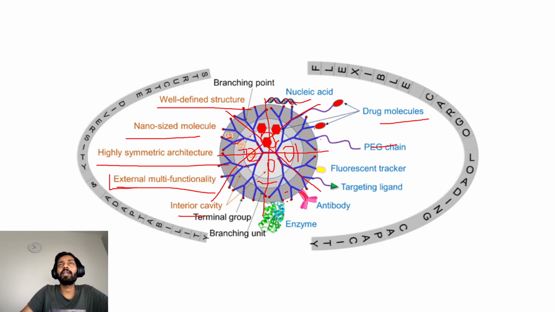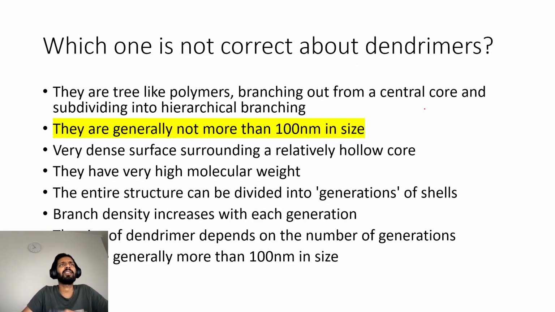So if you want to do that, you would want to have as much drug as possible, right? So generally they are constructed to be greater than 100 nanometers, so "generally not more than 100 nanometers in size" is a false statement about dendrimers.